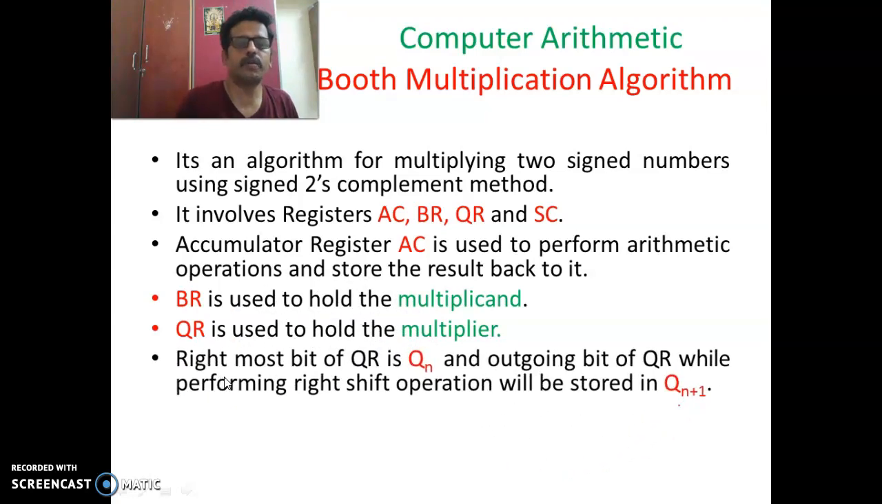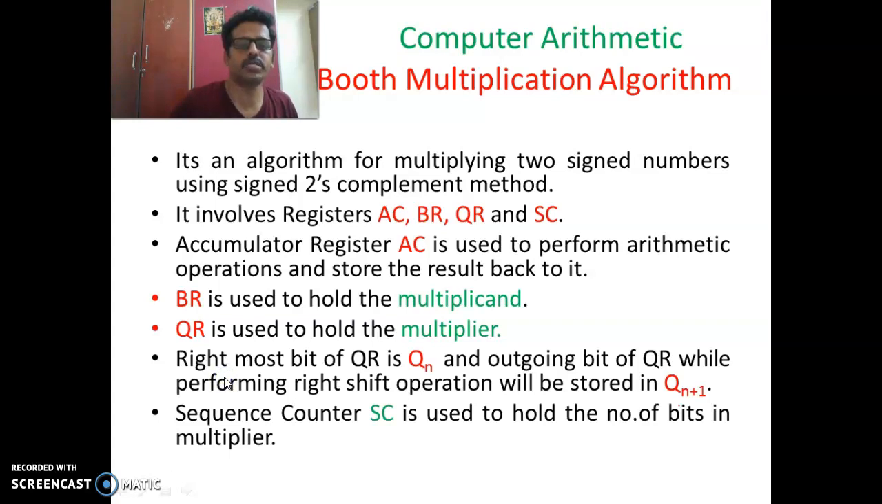And we should further know a little about the QR register. The rightmost bit of the QR register is Qn, and the bit coming out of the QR register will be captured by Qn plus 1 while we are performing an arithmetic shift right operation. Now we'll see what we mean by an arithmetic shift right operation later in the slide.